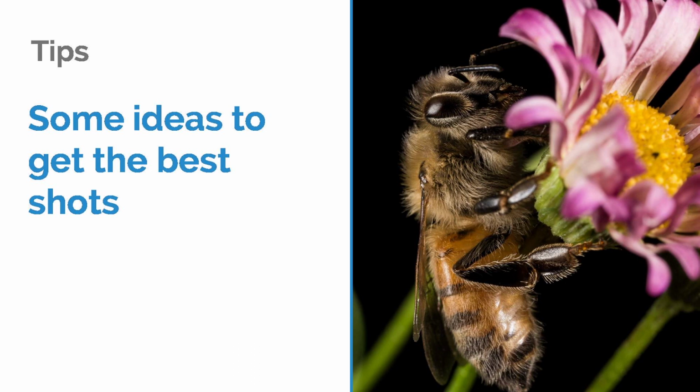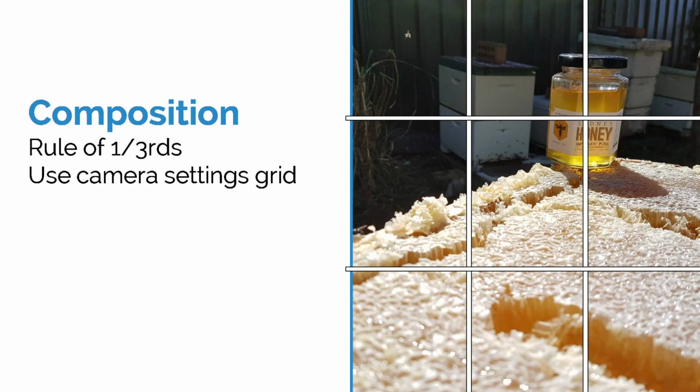So some ideas to get the best shots. Composition. When we talk about composition, if you look online and look into photography theory, this is pretty basic stuff. They talk about the rule of thirds. So the rule of thirds looks a little bit like this, like a noughts and crosses board. And they say that your points of interest should lie on one of those horizontal or vertical lines, and in some cases where they intersect.